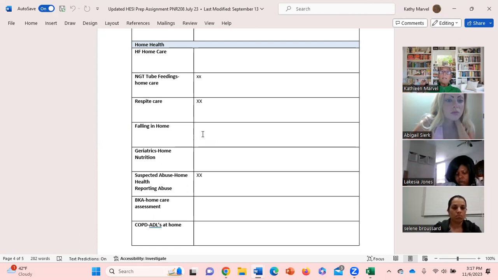So just think ADPIE, think nursing process. So falling in the home, how would we assess that somebody's at risk for falling in the home? Let's say they have non-stick rugs all over the place. So that's our assessment. What are we going to do? We're going to remove those rugs, replace them with whatever, right? And then evaluate the risk being lowered.